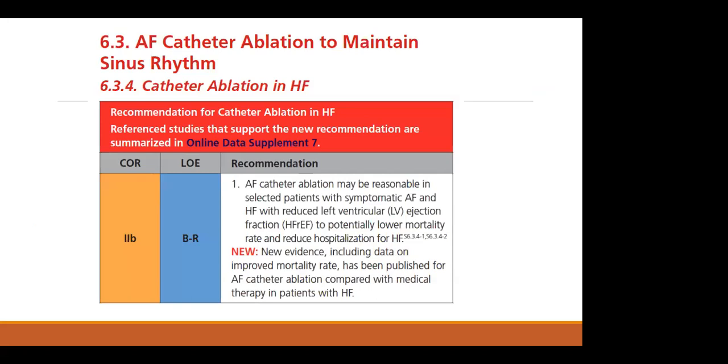So you can maintain sinus rhythm by pharmacological therapy. And now we have a class 2B recommendation also to maintain sinus rhythm and to do a catheter ablation in patients with symptomatic heart failure with atrial fibrillation who have reduced LV ejection fraction, to potentially lower mortality and also to reduce the hospitalization for heart failure.